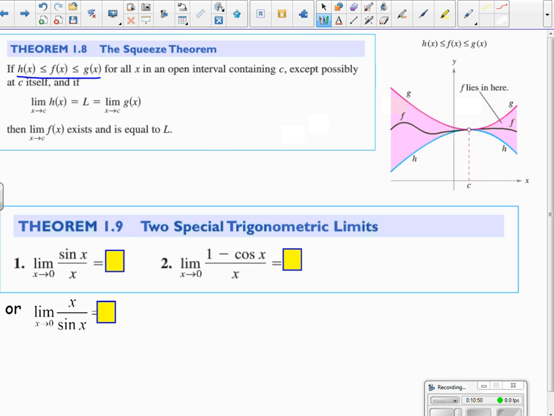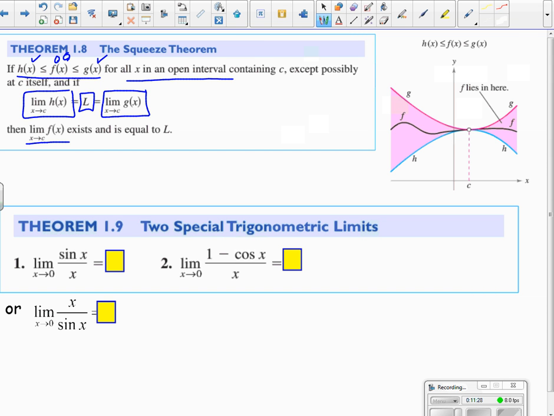One is definitely smaller than or equal to the middle one, and the one to the right is definitely greater than or equal to the one in the middle, f of x. And that happens for all x's in the open interval containing c, except possibly at c itself. So if we can find the limit of the function that is below what we're interested in, and we can find the limit of the function above the one we're interested in, then that limit is going to be the limit forced upon our function f that sits in the middle.